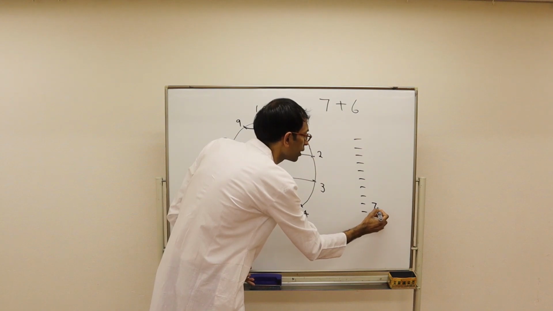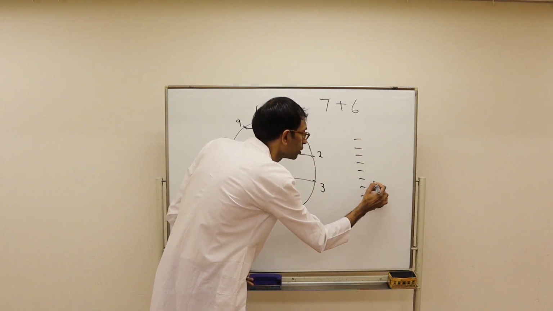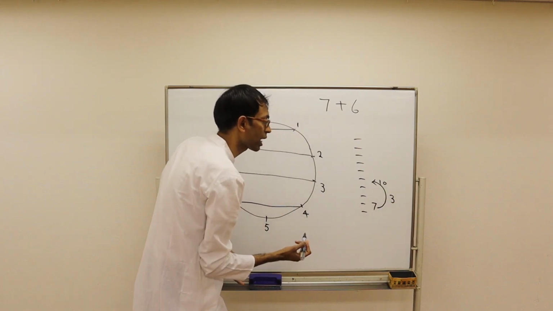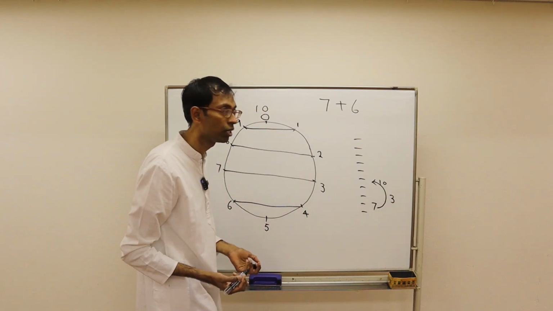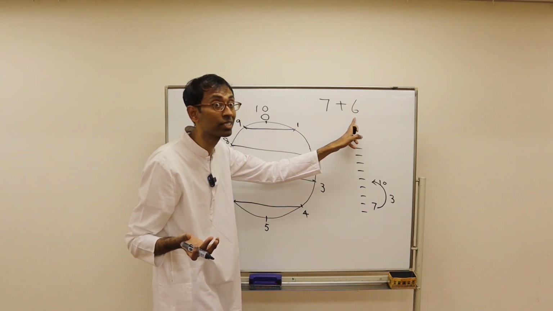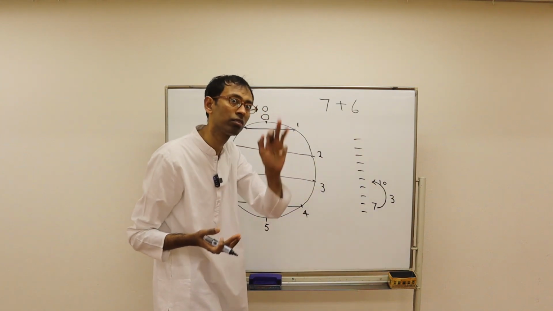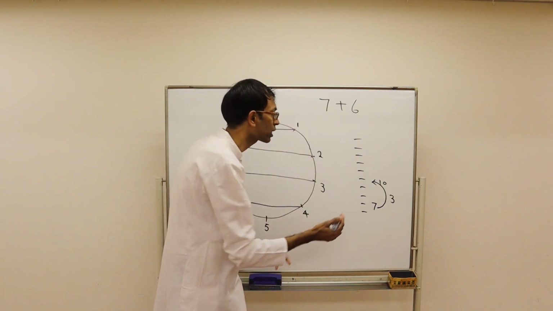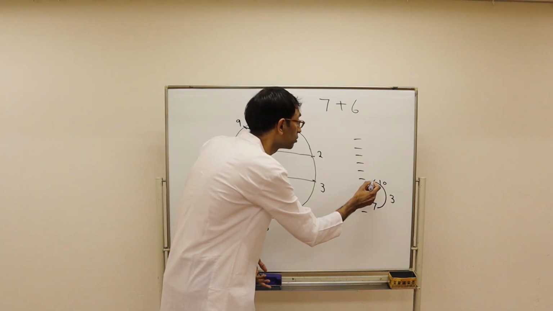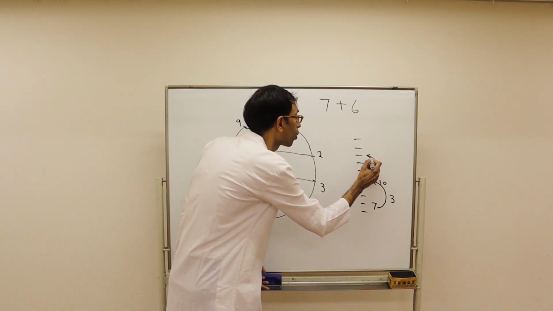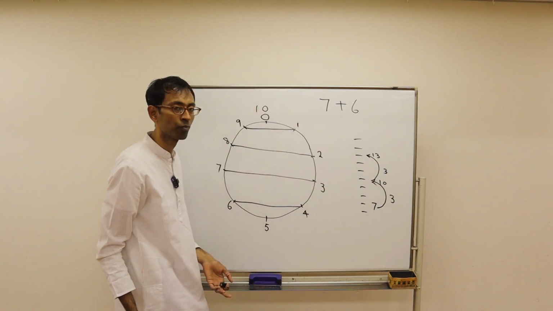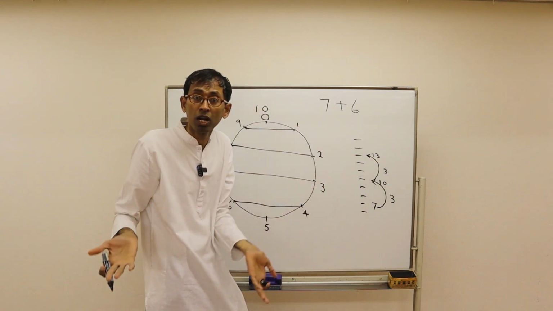Okay, from 7 we jump to 10. So we jump 3 steps. We reach at 10. How many more steps you need to jump? We need to jump total 6 steps. We already jumped 3 steps. So 3 more steps you jump. 10 plus 3 is a 13. That's all. It's a 13. As simple as that. This is all about addition.